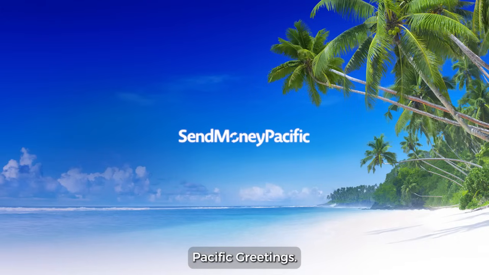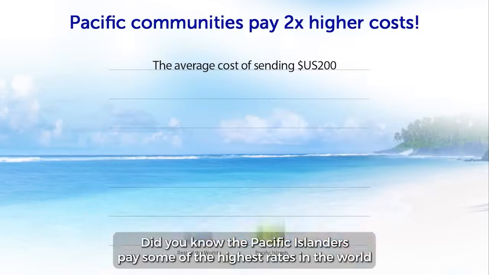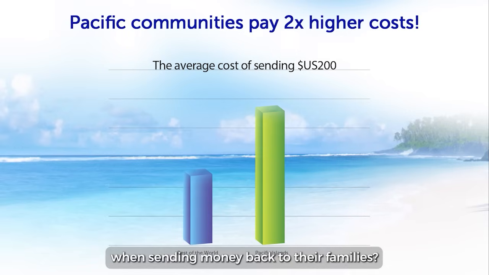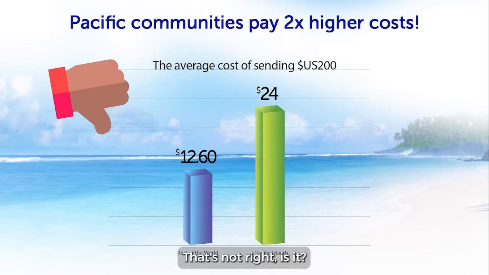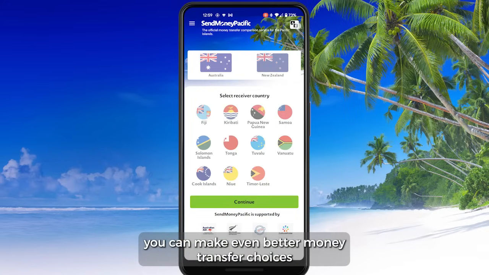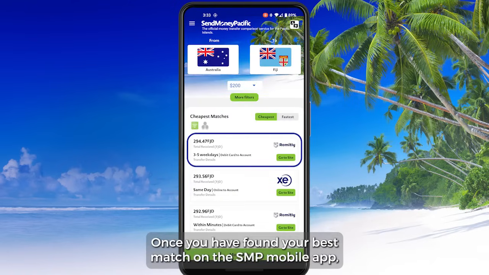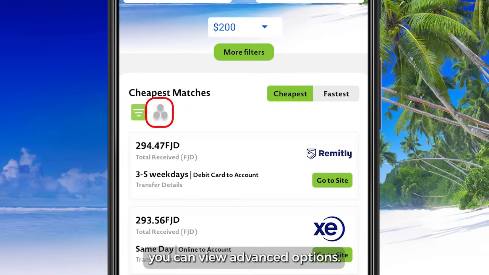Pacific greetings. Did you know that Pacific Islanders pay some of the highest rates in the world when sending money back to their families? That's not right, is it? By learning more advanced ways of using SendMoneyPacific, you can make even better money transfer choices for both you and your family. Once you have found your best match on the S&P mobile app, you can view advanced options.